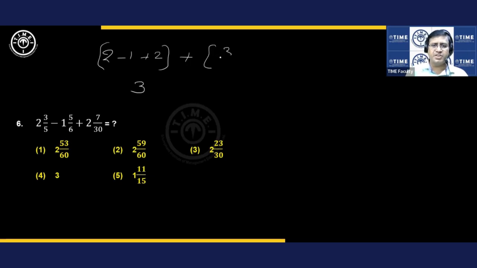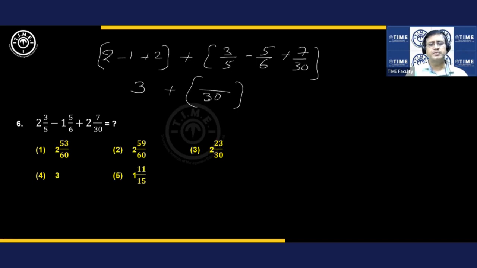Sum of the proper fractions means 3 by 5 minus 5 by 6 plus 7 by 30. The LCM is 30 here. 5 goes how many times? 6 times. 6 into 3, 18. 6 goes 5 times. 5 into 5, 25. Here 7 as it is. Dear student, just observe the sum of the values given in the numerator. 18 plus 7, that is 25. 25 minus 25, 0. 0 by 30, that is 0.